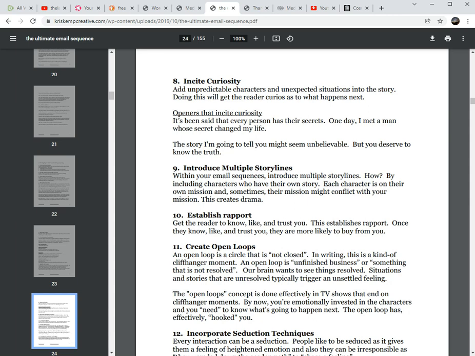Number 11, create open loops. An open loop is a circle that is not closed. In writing, this is a kind of cliffhanger moment. An open loop is unfinished business or something that is not resolved. Typically our brain wants to see things resolved. Situations and stories that are unresolved typically trigger an unsettled feeling. The open loops concept is done effectively in TV shows that end on cliffhanger moments. By now, you're emotionally invested in the characters and you need to know what's going to happen next. The open loop has effectively hooked you.